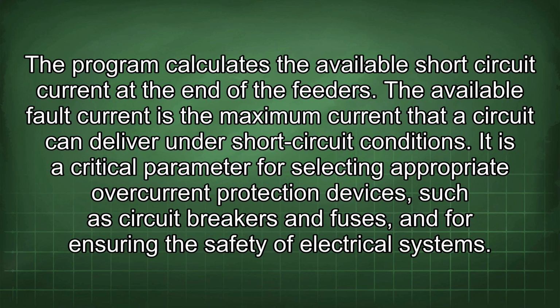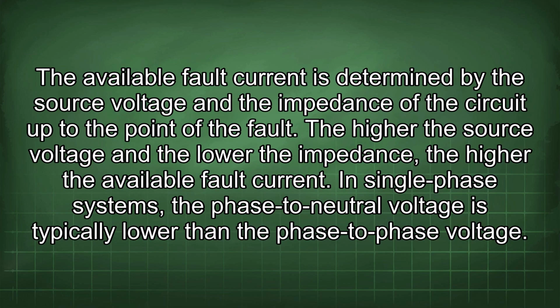The program calculates the available short-circuit current at the end of the feeders. The available fault current is the maximum current that a circuit can deliver under short-circuit conditions. It is a critical parameter for selecting appropriate overcurrent protection devices such as circuit breakers and fuses, and for ensuring the safety of electrical systems. The available fault current is determined by the source voltage and the impedance of the circuit up to the point of the fault. The higher the source voltage and the lower the impedance, the higher the available fault current.